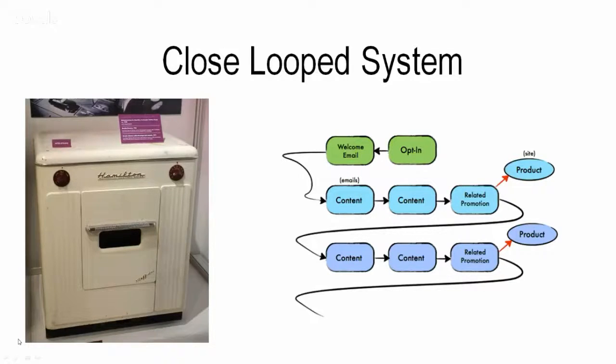Sequence. Opt-in. Welcome email, content, related promotion, content, related promotion. You guys, it's a closed-loop system. I can just keep on buying traffic or getting free traffic and just keep on shoving traffic at that opt-in. It's going to keep on going through there, and some of them are going to buy and some of them aren't. But how am I measuring? How am I adjusting? Right? It's a closed-loop system. It's inefficient. How can we adjust?